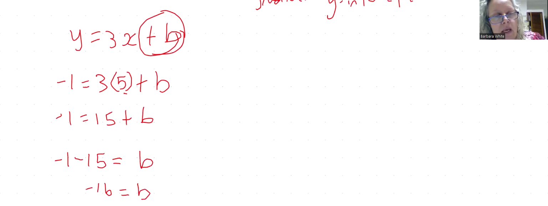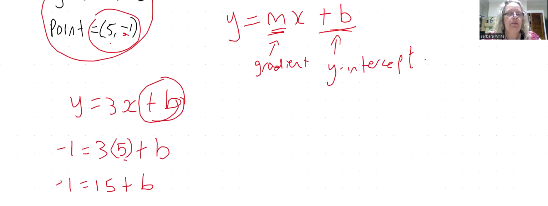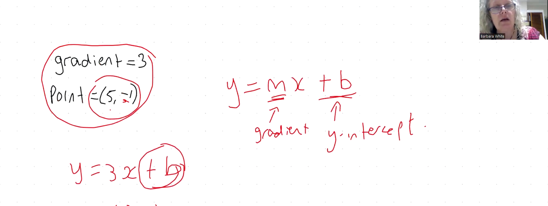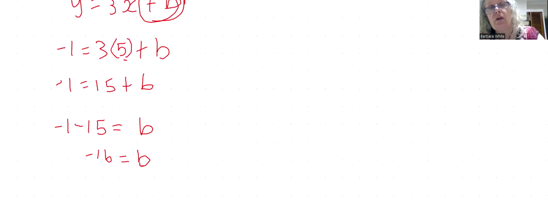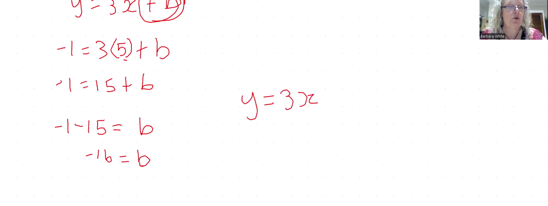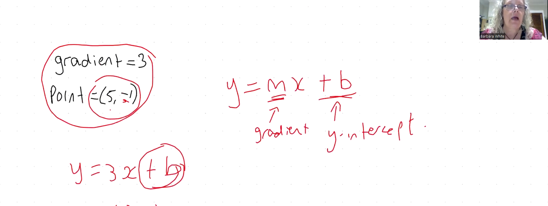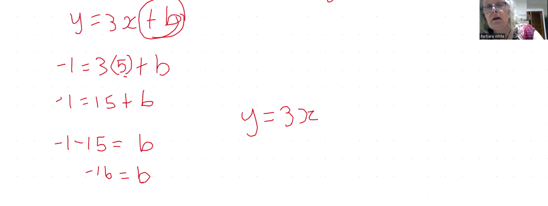Okay. b, and you know the b, see it up here, is the y-intercept. So the equation here is y equals 3x. You know it's 3x because we are told that the gradient is 3. And we know that it's minus 16 because we just used algebra to figure it out. So if you have one coordinate point and the gradient, you can work out the equation of the graph.